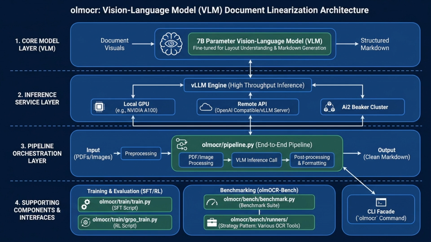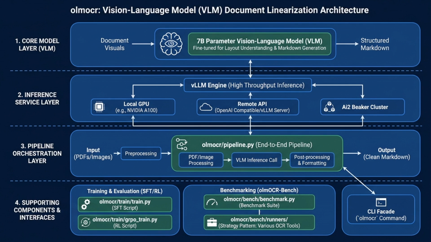Diving into the tech, it's important to understand that olmocr is not a traditional OCR engine. At its heart, it's a massive 7 billion parameter visual language model, or VLM. So, instead of analyzing a document in separate stages, it processes the entire page image at once and directly generates clean markdown text. The best way to think about it is less like a scanner, and more like a human researcher who can look at a page, understand its layout, and then type out the contents in a logical sequence.